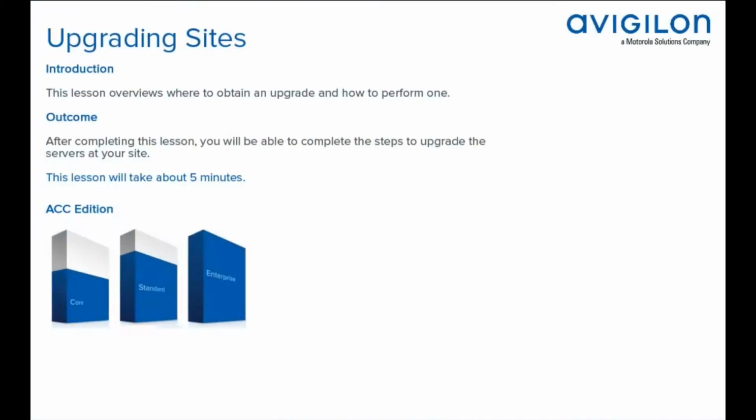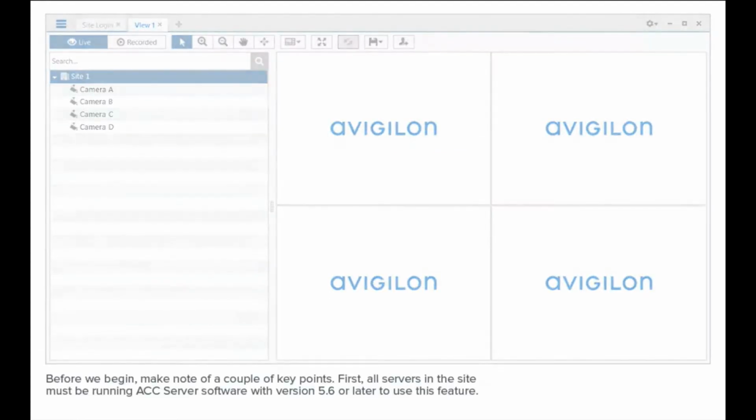This lesson overviews where to obtain an upgrade and how to perform one. After completing this lesson, you'll be able to complete the steps to upgrade the servers at your site. This feature is available in these editions of ACC software. Before we begin, make note of a couple of key points.